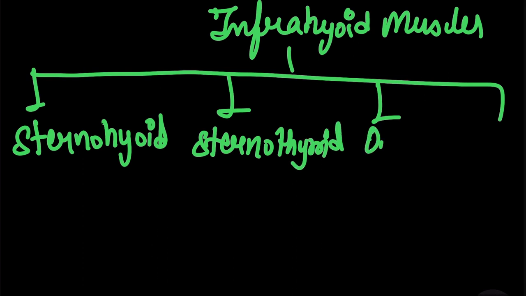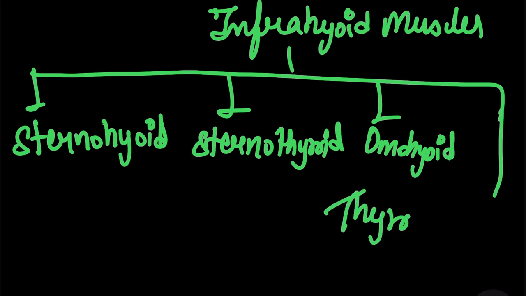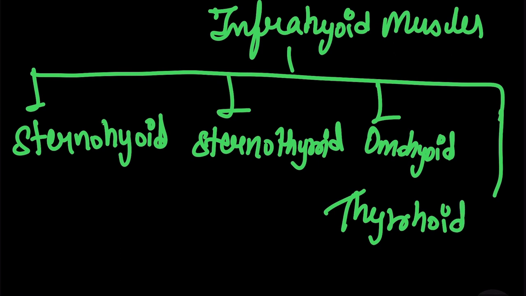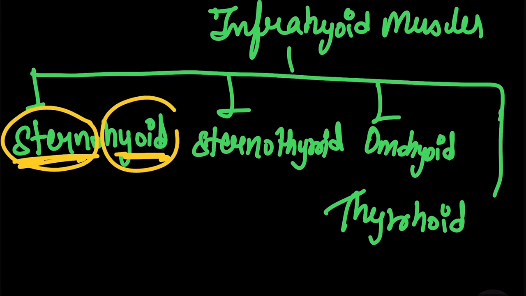Then we have omohyoid, and lastly we have thyrohyoid. So how to remember these things? It is as the name suggests. Okay, let's start with a very basic one. We have sterno and we have hyoid. So in this there is some relation with our sternum part and a hyoid part, as the name suggests.